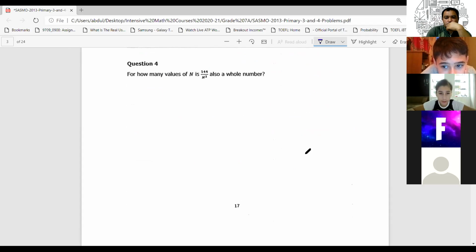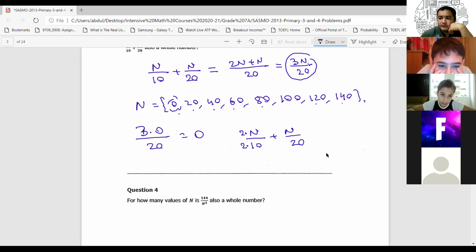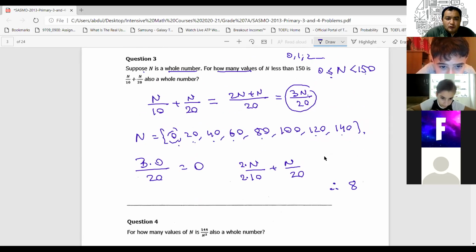But what was the answer on the last one? Final answer? What was the final answer for the last one, for question 3? The answer is 8. We have 8 numbers, right? 1, 2, 3, 4, 5, 6, 7, 8. There are 8 values of n between 0 and 150 that make that expression a whole number. Okay.